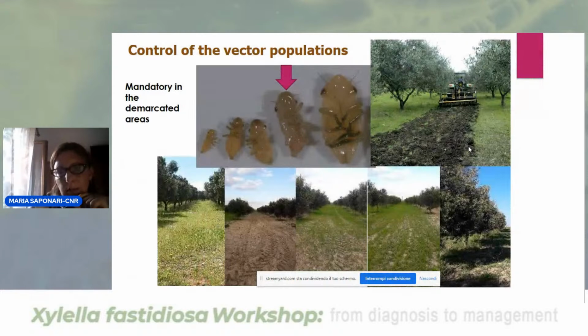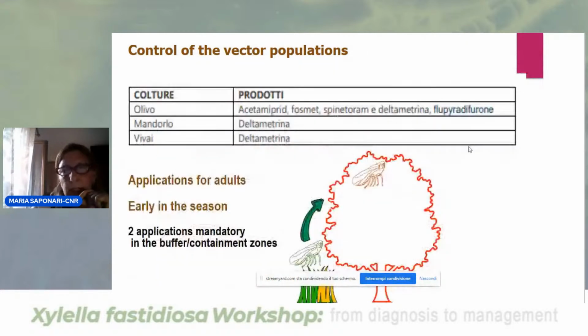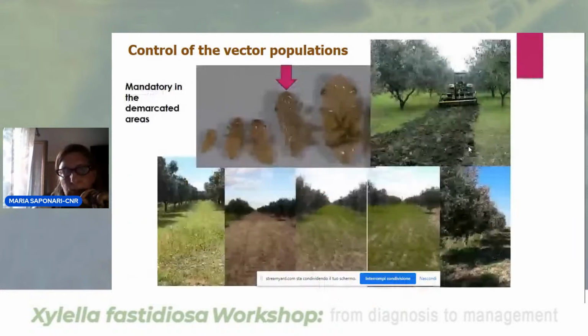Although there are several other approaches that can be used, like herbicides or the use of host plants or preferred host plants of the insect, of course, because not in all places we can do mechanical intervention. And these interventions are mandatory in our demarcated areas.